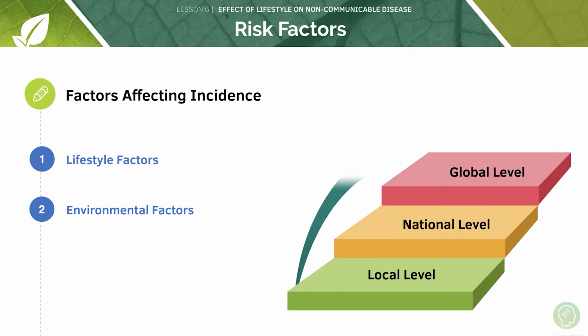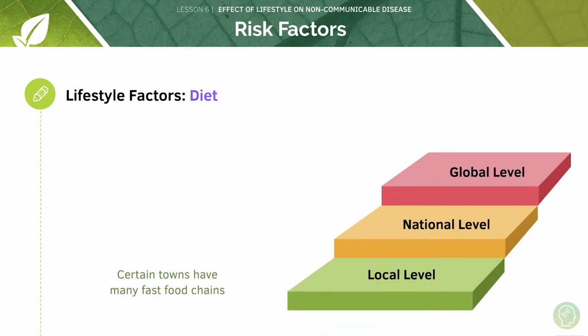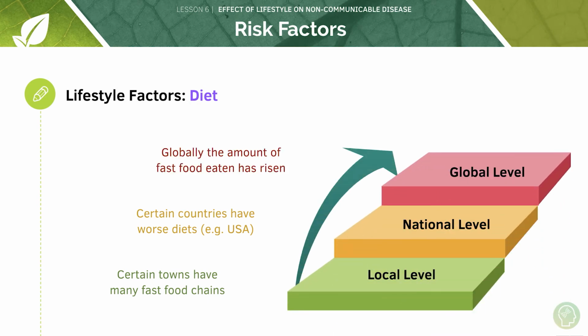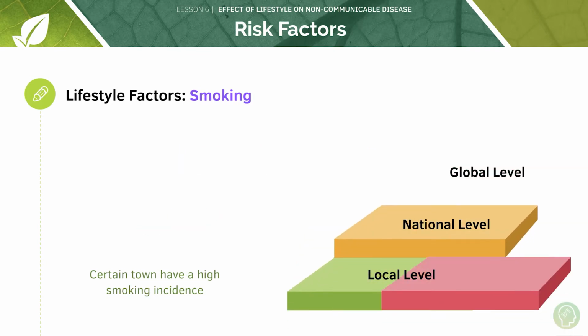And this can occur on both the lifestyle factor stage, but also in a similar way in terms of environmental factors. So let's look at this in more detail. So diet-wise, certain towns may have many fast food chains, and on a national level this may contribute to worse diets. This will sum up in terms of a global level, and therefore we can actually look at global rates and see that the amount of fast food eaten has risen in recent years. So this lifestyle factor is going to contribute to an increase in certain non-communicable diseases.